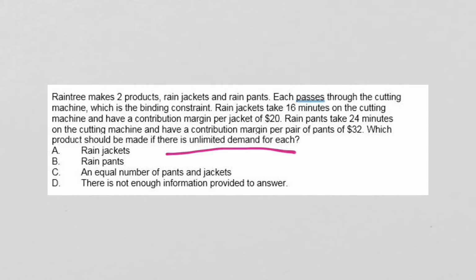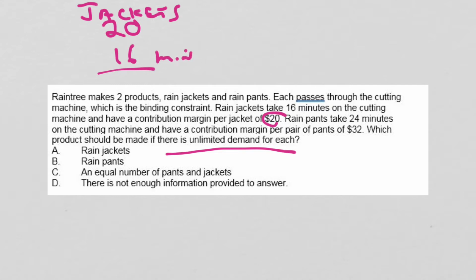That is just common sense, because the more contribution margin, the greater the application is to cover the overhead, the greater the bottom line will be. So let's see which one has the greater contribution. Now we're trying to do it per unit. So for the jackets, over here, we've got a contribution margin, we're told, of $20, and it takes 16 minutes. So let's figure out per minute what it is.